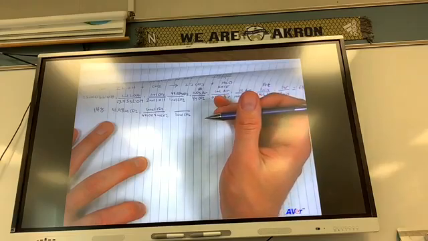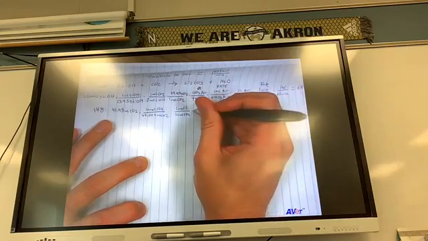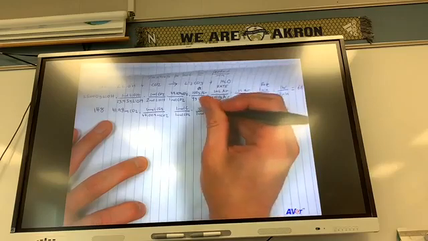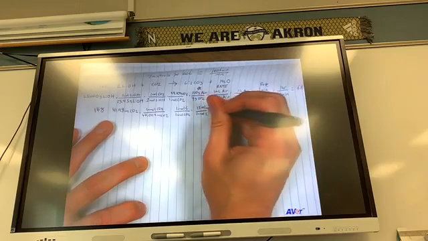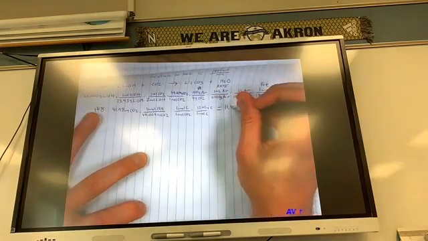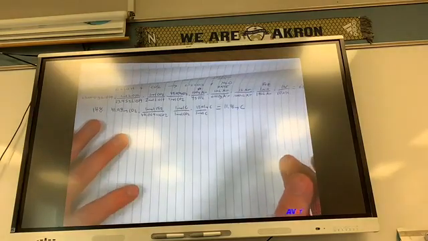1 millimole of CO2. What is a millimole? It's 1/1000th of a mole. There is 1 millimole of carbon, and I know that 1 millimole of carbon is 12.011 milligrams of carbon. So that gives me 11.46 milligrams of carbon.